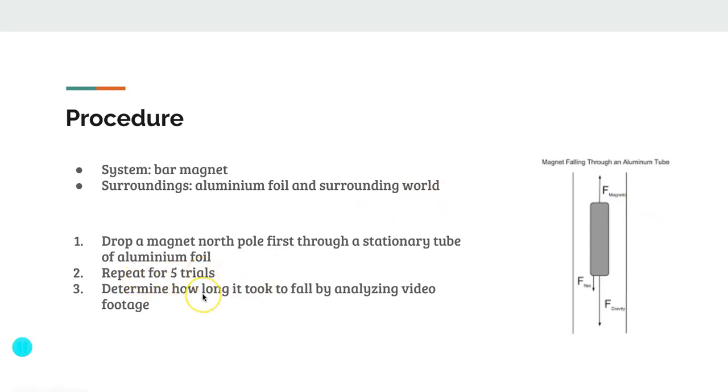Then I determined how long it took to fall by analyzing video footage. In this case, the magnetic force opposes the gravitational force, which points downward, and the magnetic force therefore points upwards, but since the magnet's motion is downwards, the overall net force is also downwards.